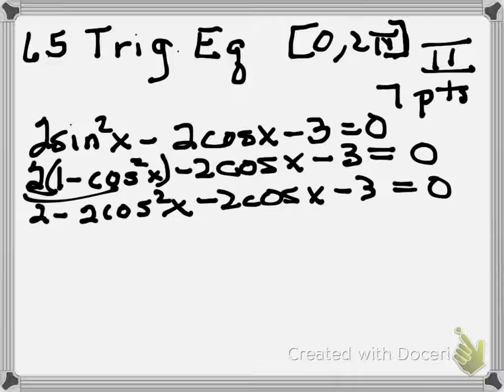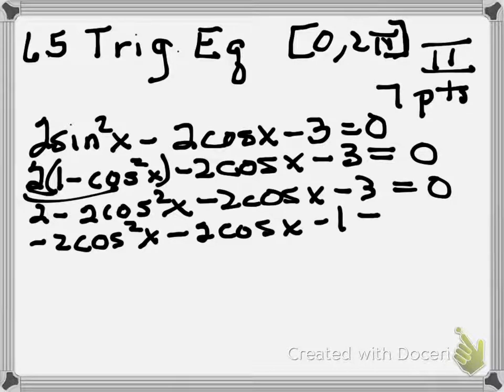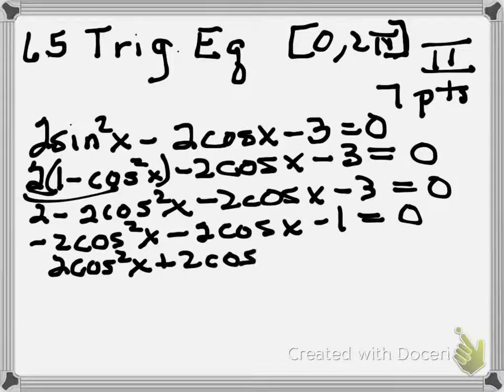Now this is a quadratic equation. You want to get it in standard form. So I'm putting the quadratic term first, the linear term second, and 2 minus 3 is negative 1. Do not factor a quadratic equation with a leading coefficient which is negative. If you multiply both sides by negative 1, you clear that negative, and you get 2 cosine squared x plus 2 cosine x plus 1 equals 0.